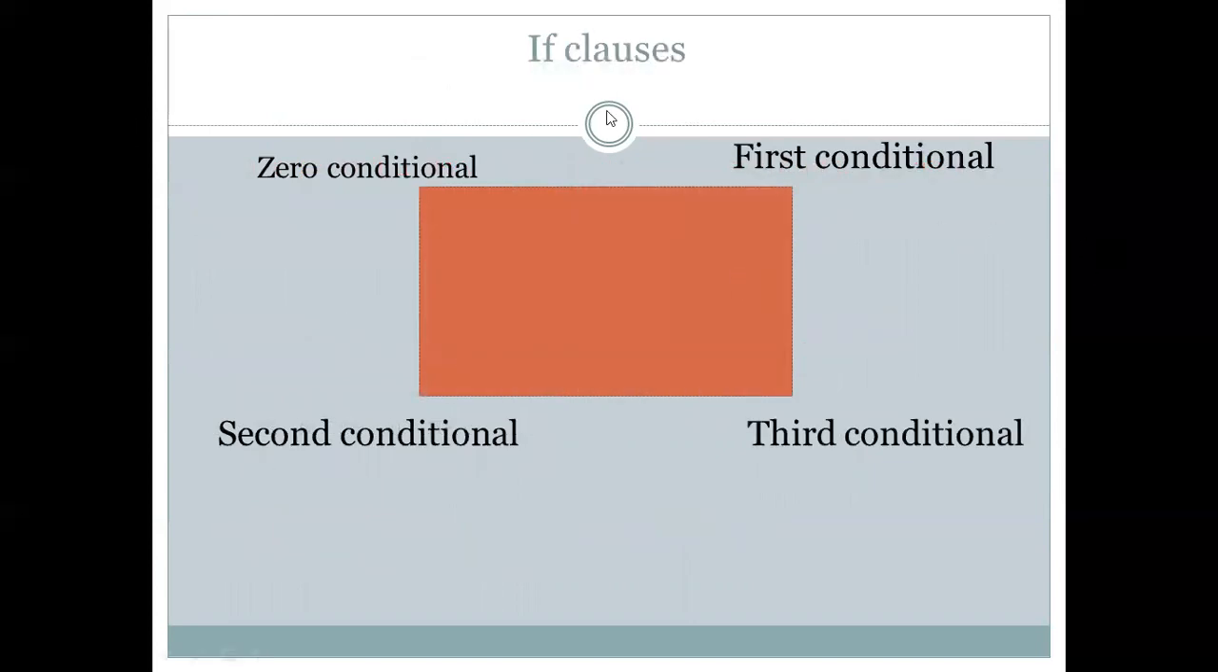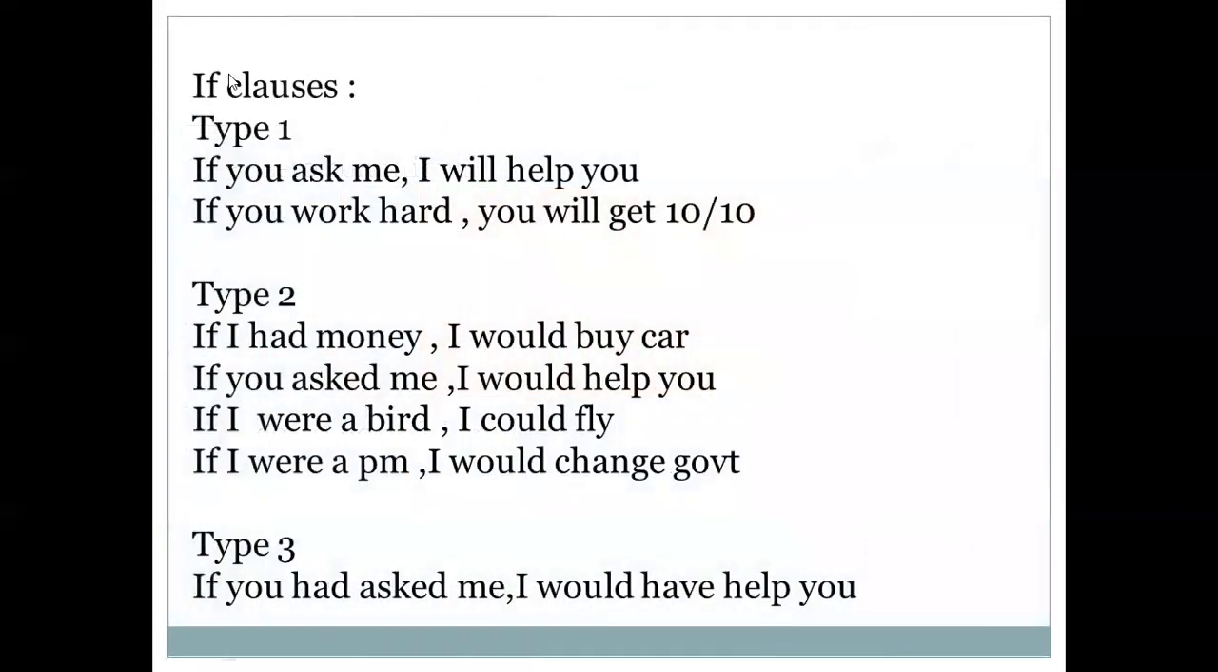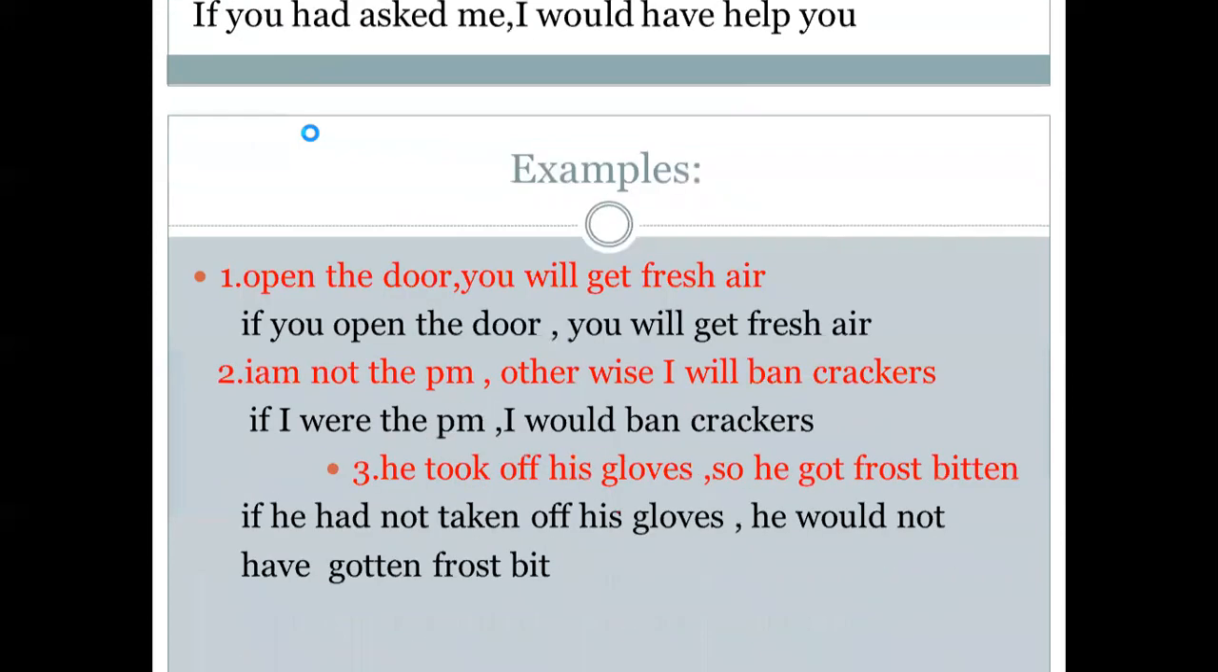And if clauses: first conditional, second conditional, third conditional, zero conditional. So if you see type 1, if you ask me, I will help you. If you work hard, you will get 10 by 10. So the possibilities are expressed in type 1 and type 2. If I had money, I would buy a car. If you asked me, I would help you. If I were a bird, I could fly. If I were a PM, I would change the government. And type 3, if you had asked me, I would have helped you. So these are the main examples for these clauses.